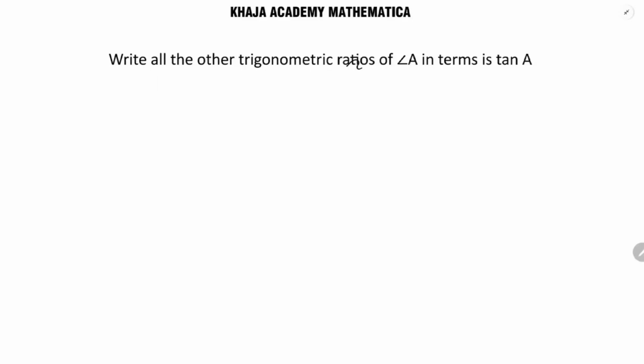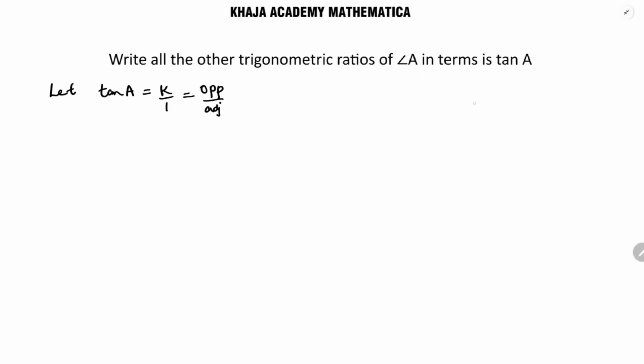Write all the other trigonometric ratios of angle A in terms of tan A. So here I'll consider tan A as k. I'll write k by 1, and the tan theta ratio is opposite by adjacent. So here, instead of identities, I'll solve this problem by using Pythagoras theorem.